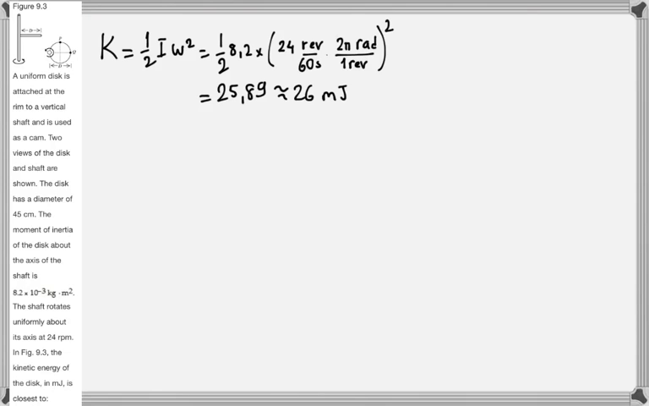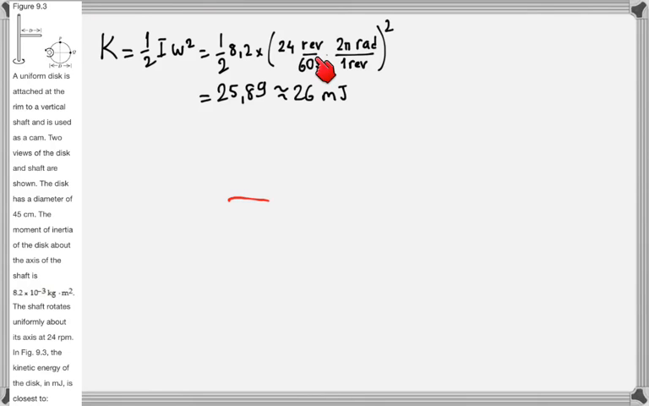Okay, this disk you see on top left rotates around this axis, and the moment of inertia of the disk is given, and its rotation in terms of revolutions per minute is given. This disk rotates 24 revolutions per minute. So to find the kinetic energy in terms of joules, you have to convert this omega into radians per second first. Otherwise, your result will not be in terms of joules.